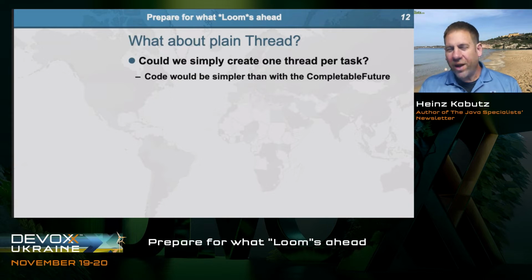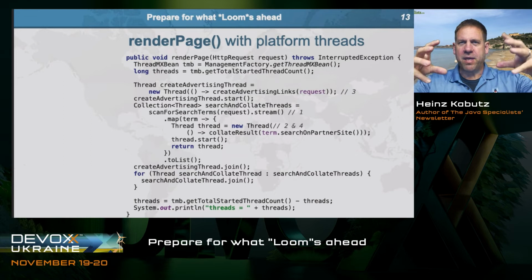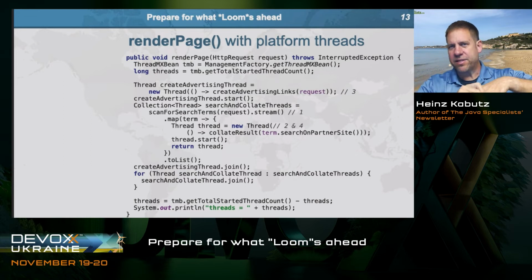So what if we simply made a new thread, a plain platform thread per task? And I predict that the code will be simpler than the completable future. Here what I did was, it looks a little bit complex, but that's only because I put the thread MXBean around it so that I can see how many threads actually started. So I want to count how many threads are started in this code.